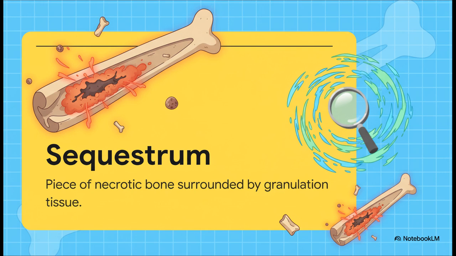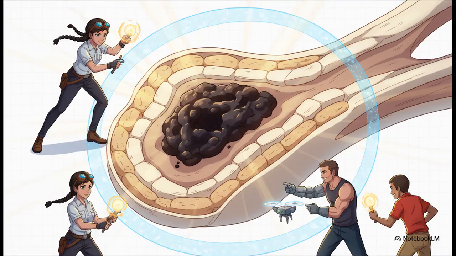It gets walled off by all this inflamed tissue. Finding one of these is a huge clue. And check this out. The body does something pretty incredible when it finds a sequestrum. It tries to quarantine it. It literally builds a wall of new bone all the way around it. That bony wall is called an involucrum. It's like the body's own little containment field.